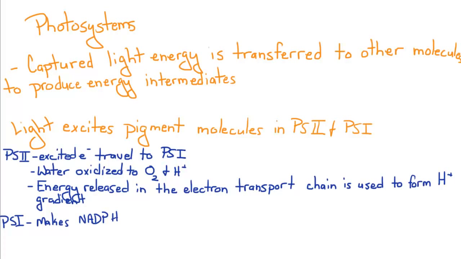Basically, the light is going to excite pigment molecules in both photosystems 1 and 2. In photosystem 2, the excited electrons are going to travel to photosystem 1. Water is going to be oxidized to form oxygen gas and hydrogen ions, and the energy released in the electron transport chain, which transfers the electrons from photosystem 2 to photosystem 1 and eventually to NADPH, is also used to contribute to the hydrogen ion gradient. And photosystem 1, its main goal is to produce NADPH.